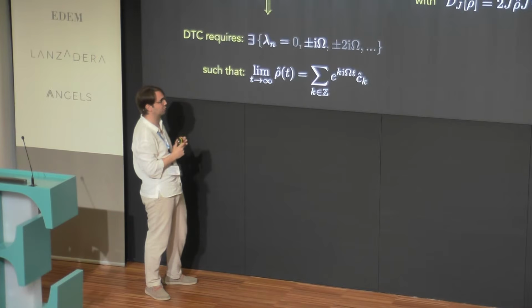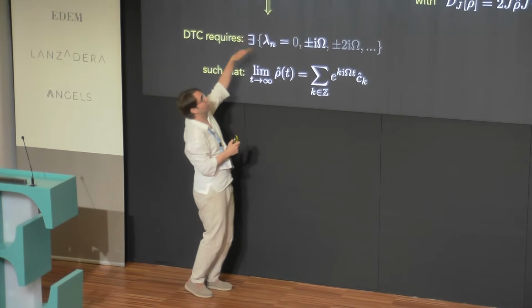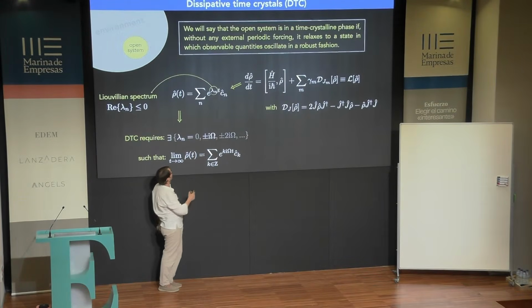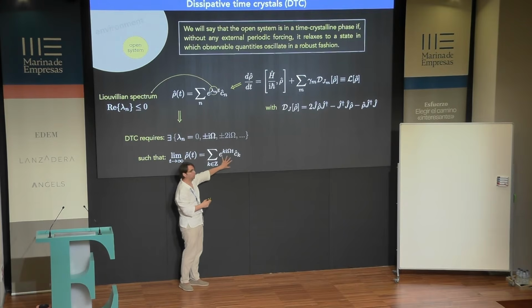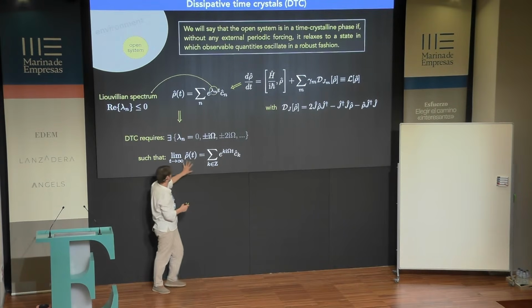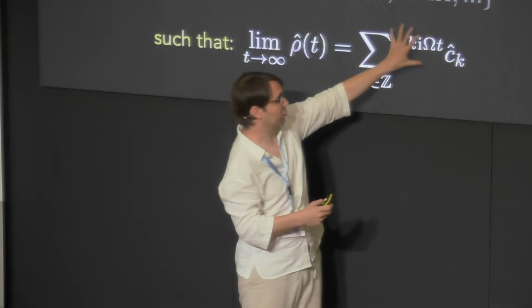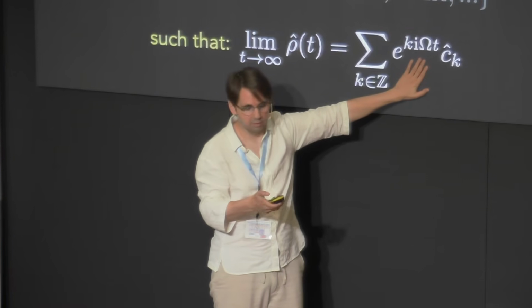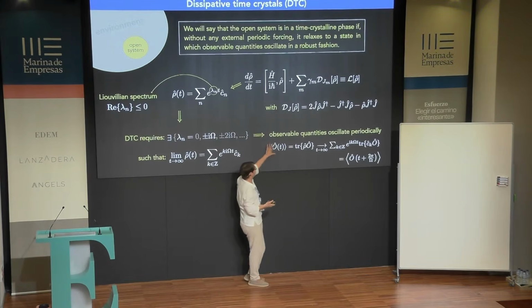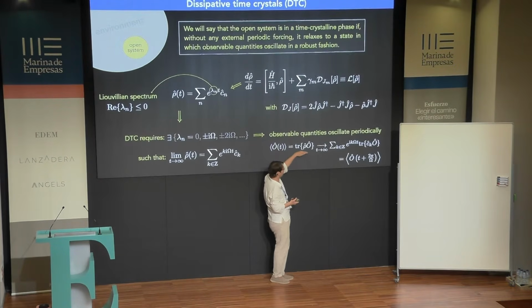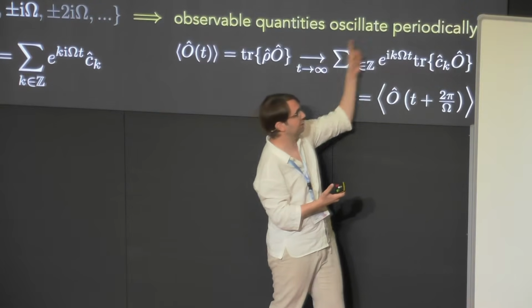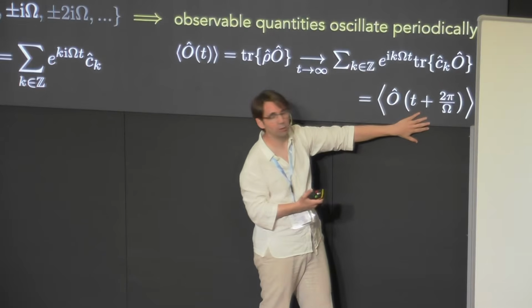then for t going to infinity, these would not dampen, like the exponential would not fall to zero. So they will remain. And of course, this state, because you have these complex exponentials, is periodic in time. So in particular, if you evaluate observable quantities, like I told you, with the trace of rho acting on the operator, then you end up with an observable quantity that is actually periodic.